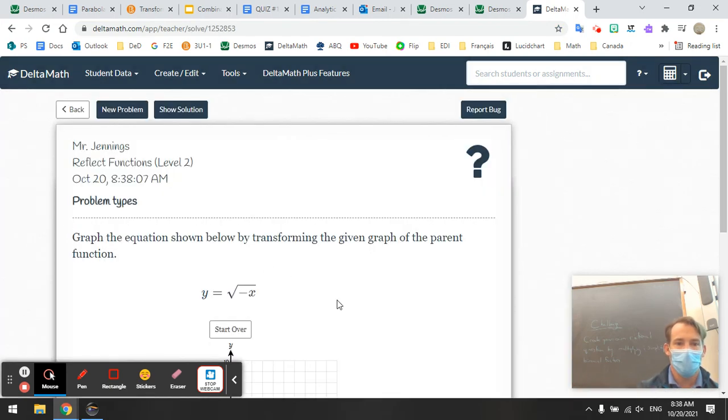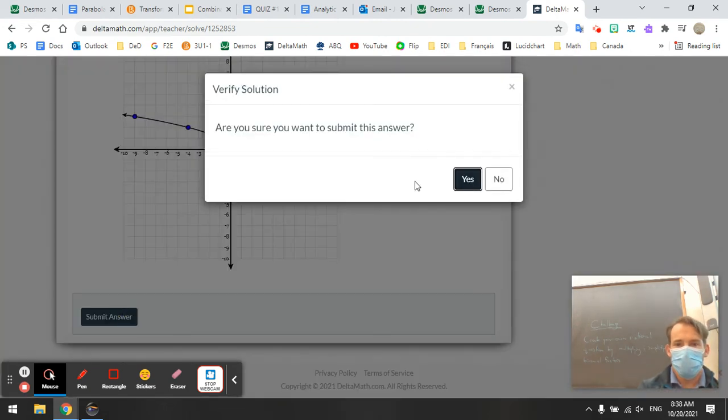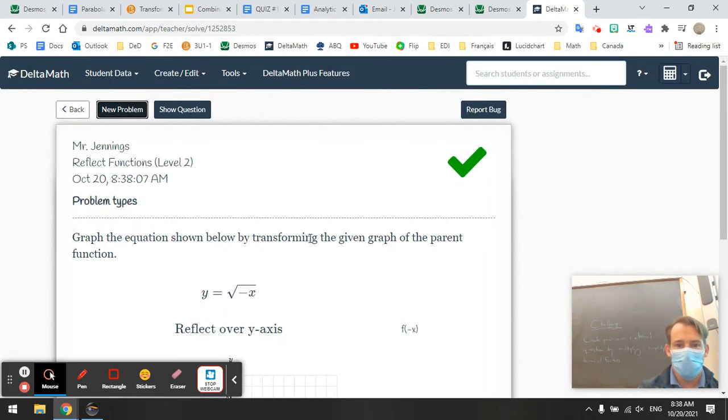We also want to take a look at reflecting functions. Here, this is a reflection in the y-axis. I am having negative inputs there, so all of my inputs have flipped. It's now this function over here. Submit answer. Yes, I want to submit that answer. Hooray. And then other transformations that you'll have.